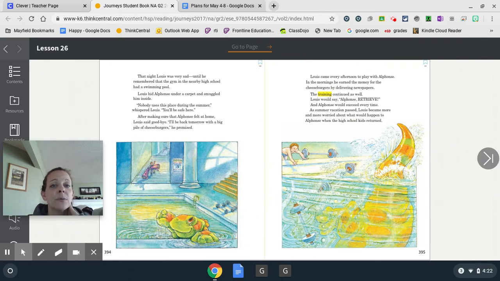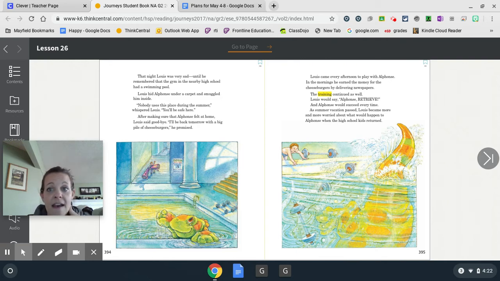That night, Lewis was very sad until he remembered that the gym in the nearby high school had a swimming pool. Lewis hid Alphonse under a carpet and smuggled him inside. "Nobody uses this place during the summer," whispered Lewis. "You'll be safe here." After making sure that Alphonse felt at home, Lewis said goodbye. "I'll be back tomorrow with a big pile of cheeseburgers," he promised.